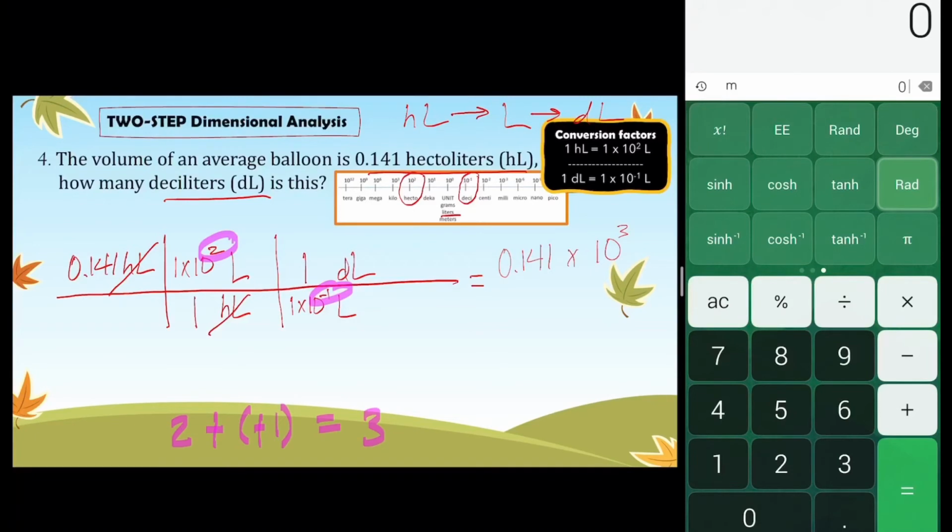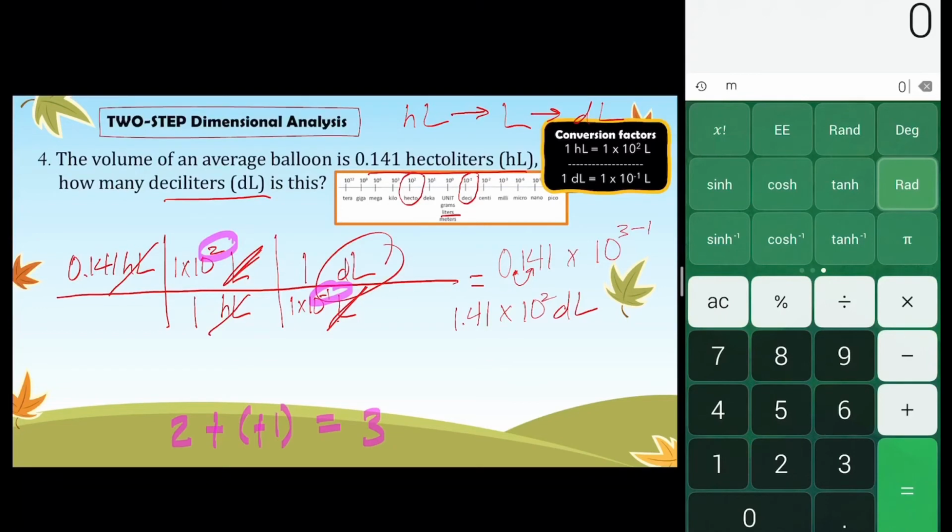Now, this is not scientific notation. In order to write our answer in scientific notation, we're going to move the decimal point over one place to the right. When we do that, we're going to subtract 1 from our exponent. So our final answer comes out to 1.41 times 10 to the power of 2. And don't forget your units. Remember, the liters cancel, so we end up with deciliters in our answer.